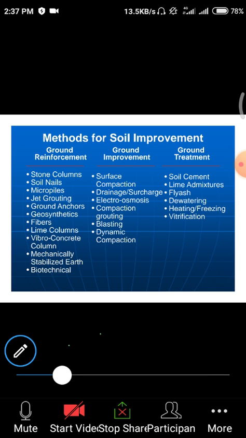After listening to all those different mechanisms, we have to conclude what these three mean. Ground reinforcement means simply using steel-like materials to strengthen the soil. Ground improvement means using external additives to improve the soil parameters. Ground treatment means we remove a huge amount of a particular material and improve the soil properties. Those three things are related to each other, but their processes are entirely different.